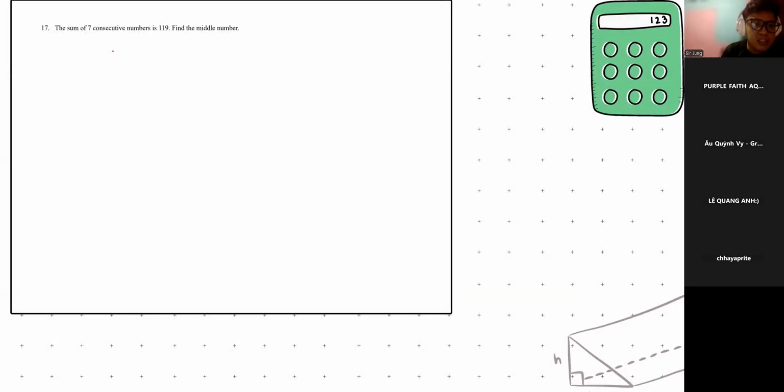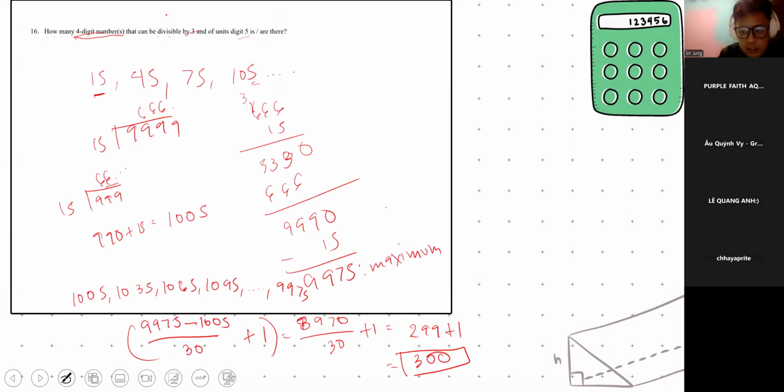Number 17. The sum of 7 consecutive numbers is 119. Find the middle number, okay? The middle number is just the average of these numbers. So, number 16.